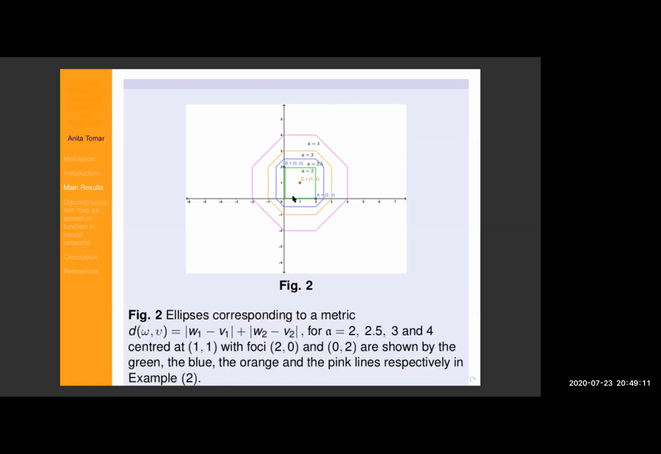If we change the length of the semi-major axis to A equal to 2.5, then this blue one is the shape of the ellipse. If we change the semi-major axis to A equal to 3, then the orange one is the shape of the ellipse. And if we again increase the semi-major axis to A equal to 4, then this pink one is the shape of the ellipse.